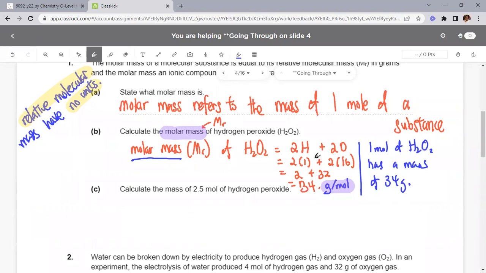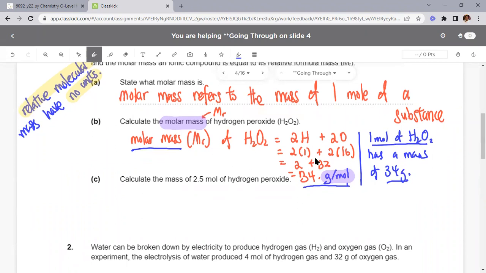What is its mass? So if the molar mass of H2O2 is 34 grams per mole, it also means that 1 mole of H2O2 actually has a mass of 34 grams. Okay, 1 mole of H2O2 has a mass of 34 grams. Now, part C, they ask you to calculate the mass of 2.5 mole of hydrogen peroxide. How to find the mass of 2.5 mole of hydrogen peroxide?